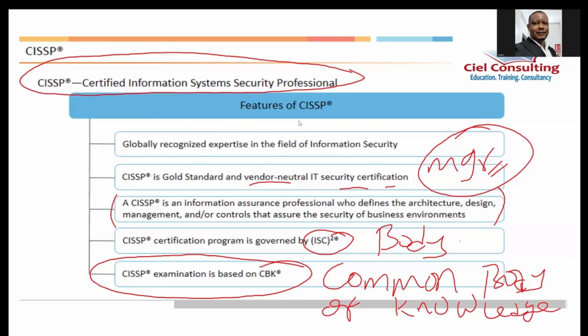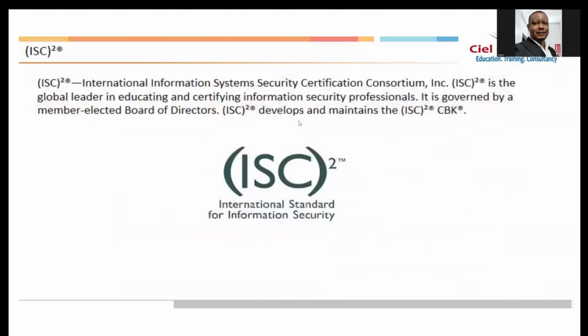All the knowledge areas or domains, 8 of them, that we're going to be discussing, and every single piece of content that you have here, all of them, of course, are taken from this CBK, which is the common body of knowledge. So remember earlier on, I told you that the body responsible for the certification in CISSP is known as the ISC2. So this is basically to introduce you to the ISC2.